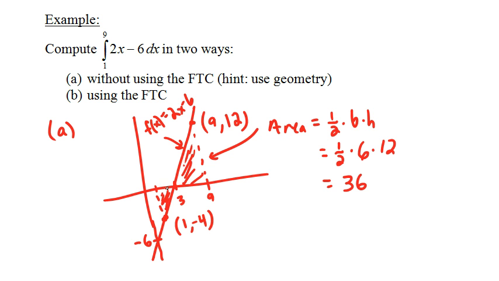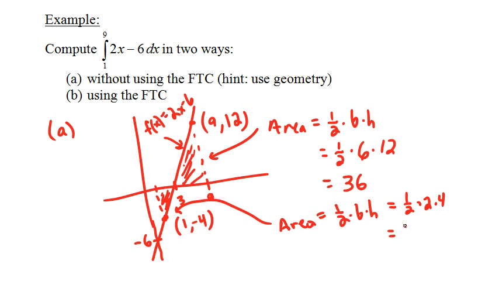Between 1 and 3, it's below the x-axis. So let's look at, sorry, it's a little cluttered here, the area of this region. 1/2 the base times the height. Now the base has a length of 2 and the height has a length of 4. So 1/2 of 2 times 4, that would be 4. So the area of this region below the x-axis is 4 square units. The area of this region above the x-axis is 36 square units.